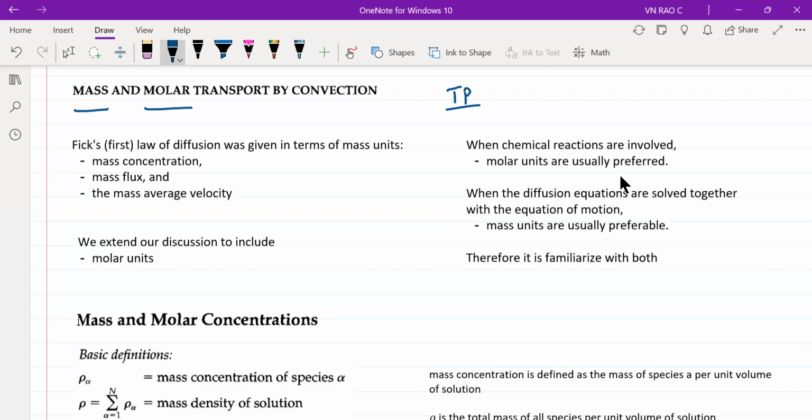Today, we are going to talk about mass as well as molar transport by convection. Earlier, we spoke about only mass transport. Fick's law of diffusion was given in terms of mass concentration, mass flux, and mass average velocity. So molar units are also to be considered, and let us extend our discussion to molar units too.